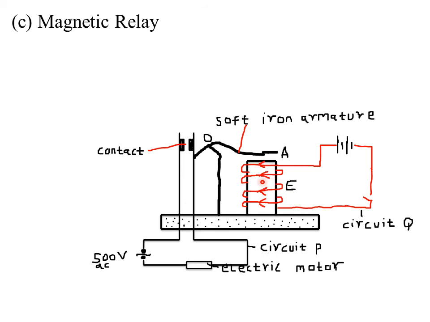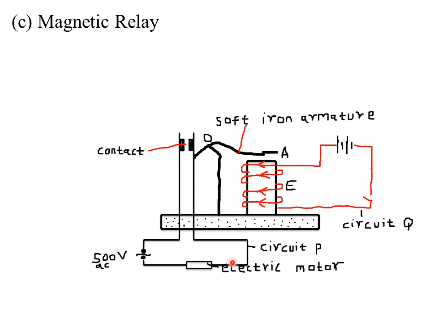As E is magnetized, remember this is a soft iron armature. Whenever you bring a soft magnetic material close to a magnetized material, it gets attracted. So as the current flows through E, E attracts the soft iron armature A, therefore A gets attached here. As A gets attached to E, remember this is our pivot O. When A is moving downwards, the pivot O will cause this other side to move upwards. When this side is moving upward, this contact will be closed. Now, when the contact is closed, our circuit P is switched on.